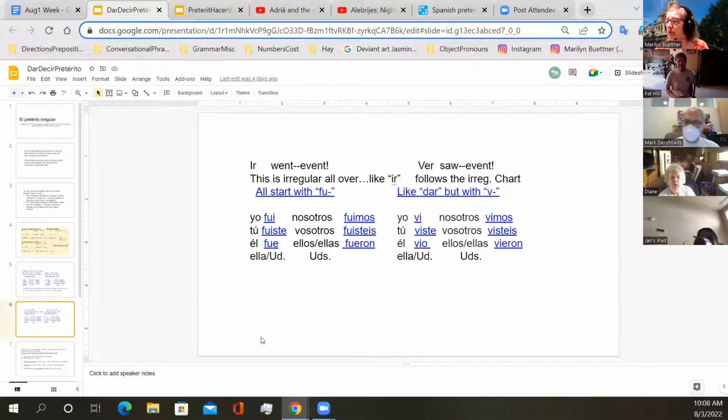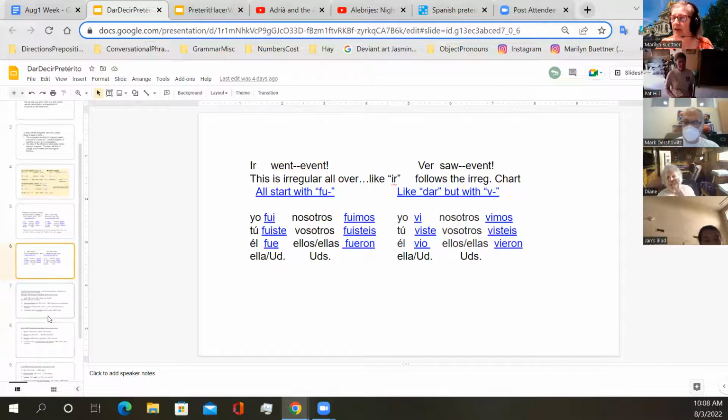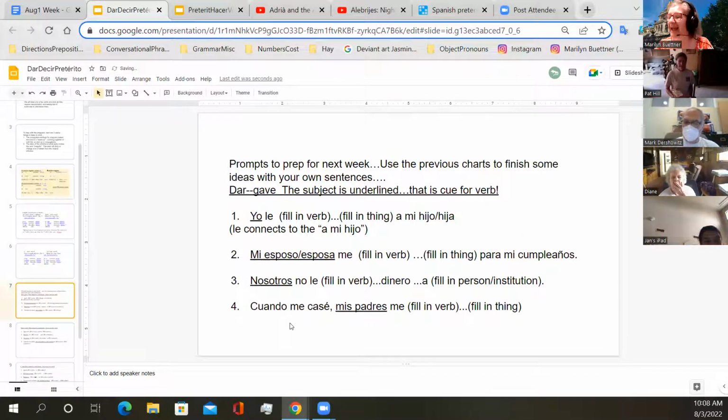Okay. And we had a reminder that we had all these odd things with ir that all have the fu beginnings, right? Fui, fuiste, fue, fuimos, fuisteis, fueron. And ver actually doesn't feel all that irregular because we take off the ER. We do have the V left. Vi, viste, vio, vimos, visteis, vieron. Okay, so we had all of those, but now we're going to have some prep.